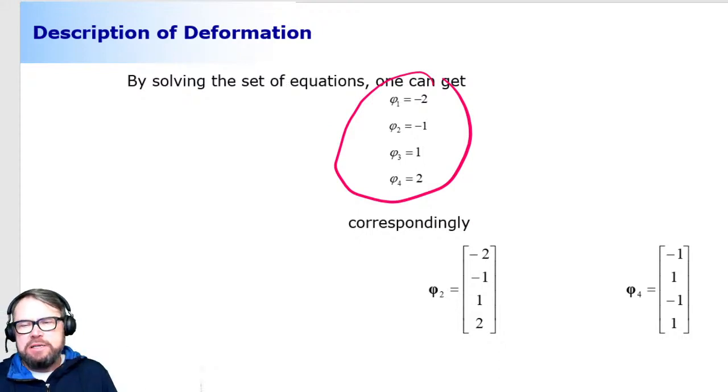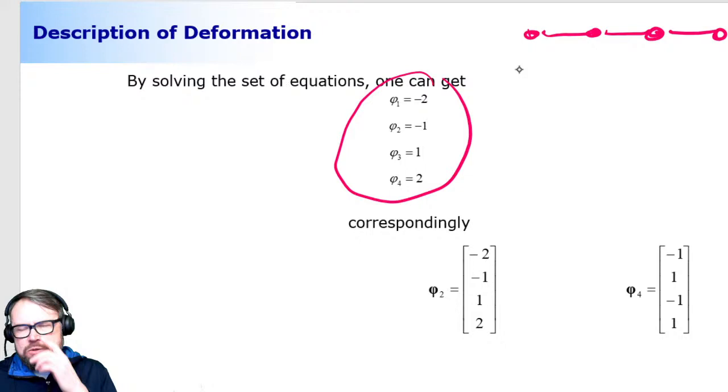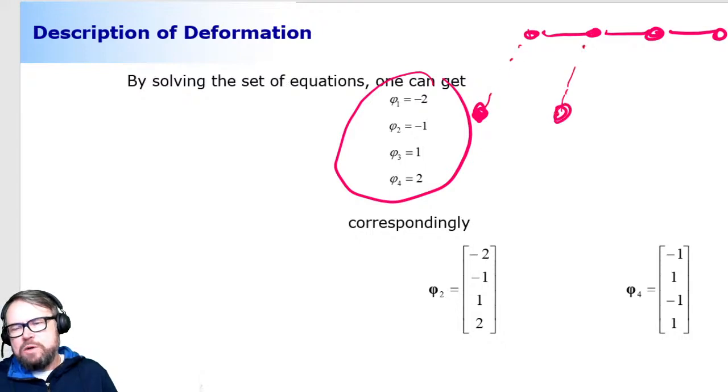Let's try to depict that. Here is my original structure. The way the structure deforms here is that the first node is moving in the -2 direction, so it's going to be roughly going here. The second node is moving in the -1 direction. The third one is moving in the 1 direction. And then this one is moving plus.